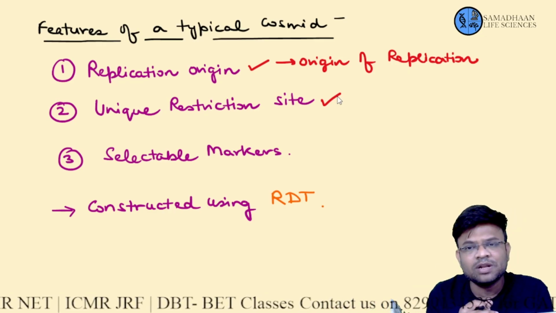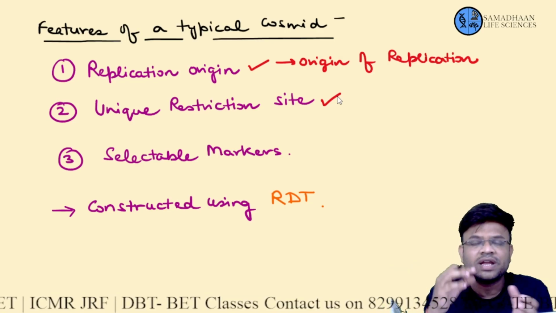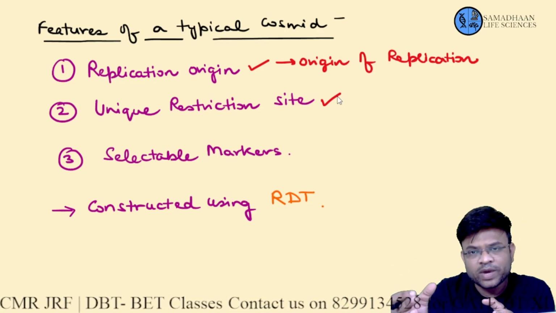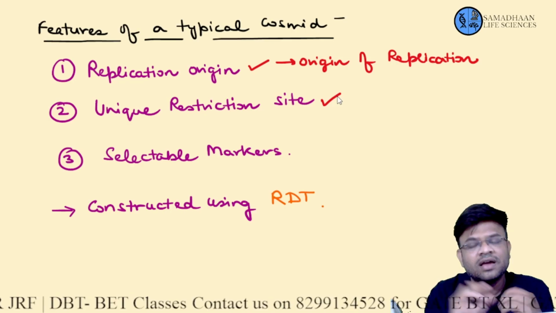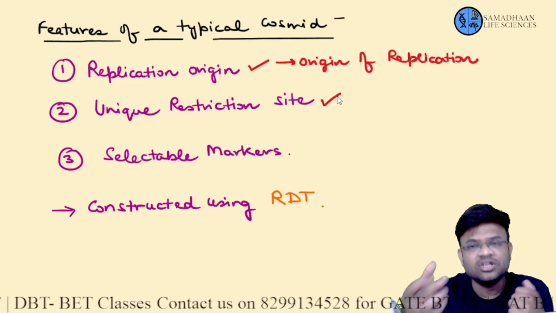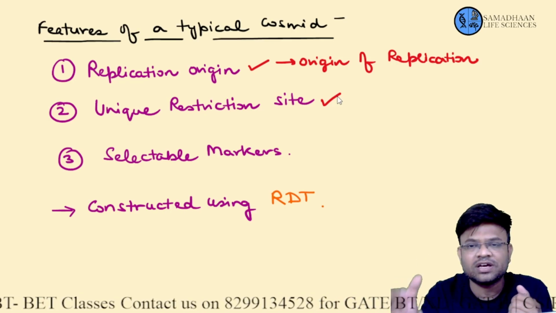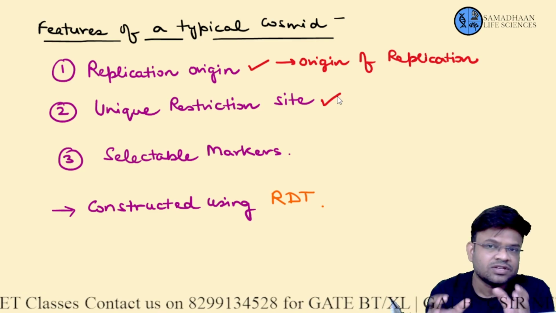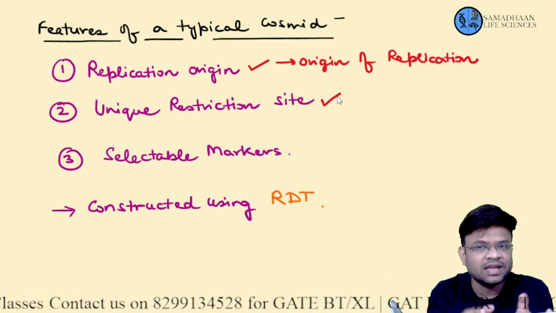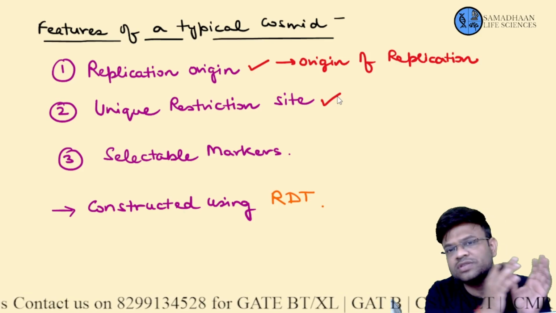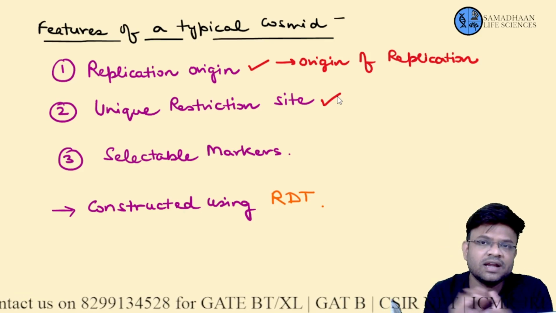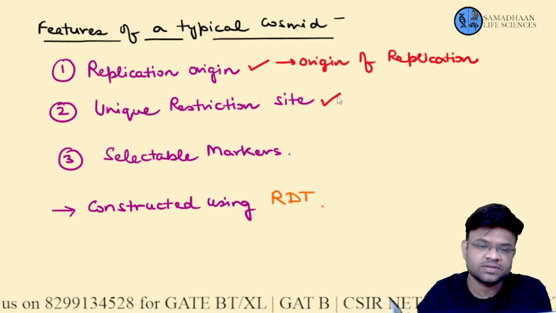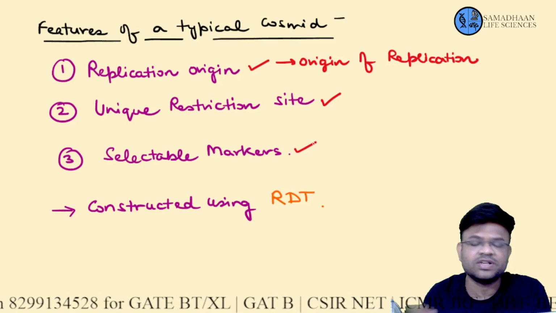Now, through the selectable markers, you can detect which particular bacteria now has the gene of interest, or now has the vector. You can detect that easily. So talking about that screening and selection, I have already made videos on that. You can check out the playlist and you can get a better understanding about this. So selectable markers also we have discussed.